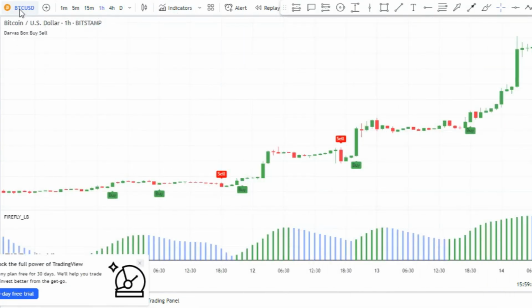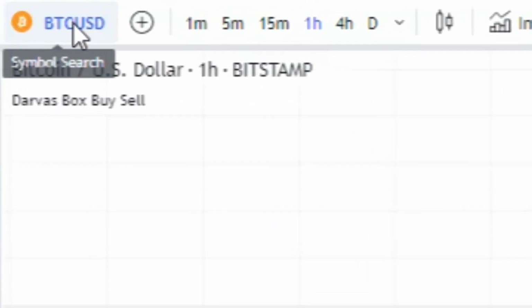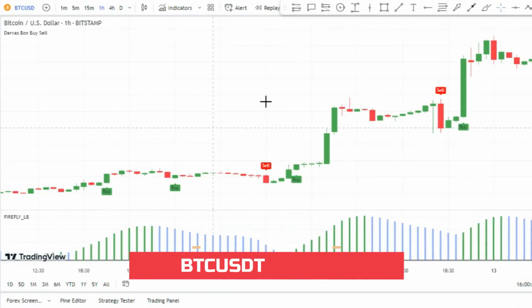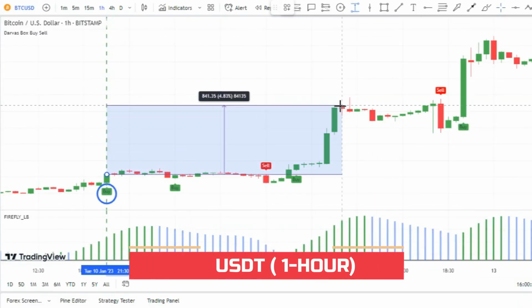To help you understand this strategy better, let's take a look at some examples on the Bitcoin chart using the 1-hour time frame. This will give you a clear idea how the strategy works in practice.